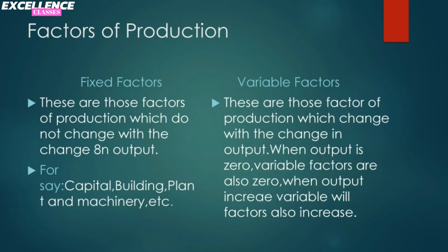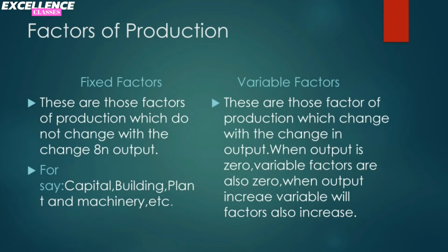First one is fixed factors and the other one is variable factors. Fixed factors are those factors of production which do not change with the change in output. For example, when the output changes from unit 1 to unit 2, fixed factors such as capital, building, plant and machinery etc. will remain the same.